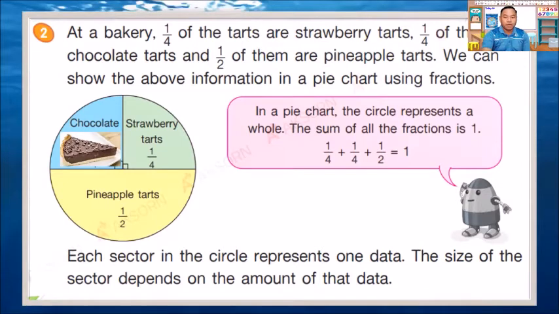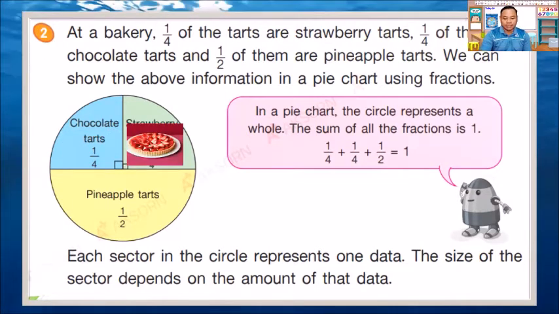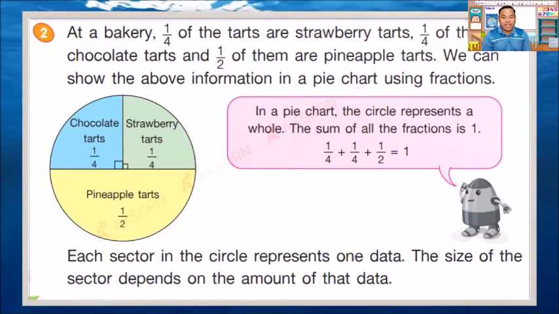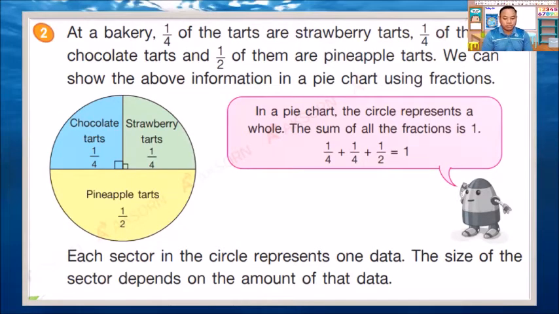Next, we have strawberry tarts. How much? Okay, also 1/4. And then the last one is pineapple tart. How much? 1/2. All right. So in a pie chart, the circle represents a whole. And the sum of all the fractions is 1, right? You have there 1/4 plus 1/4 plus 1/2 equals 1.